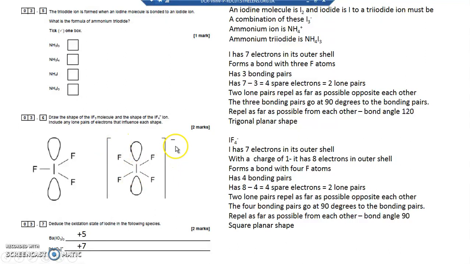You can put a square bracket around the whole molecule and a minus, because we're not quite sure where the minus charge lies. Deduce the oxidation state of iodine in the following species. So I've put spoilers here. Ba is in group 2, so that's 2.